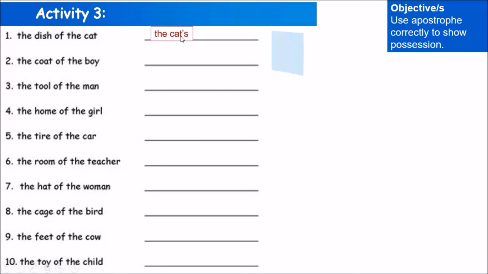since cat does not end in S, we write apostrophe S. The cat's what? What does the cat have? What does it own? It owns a dish. So the cat's dish. Same here in number 2. You start with the owner. The coat of the boy. Who is the owner? The boy. And what does the boy have? Coat. So the boy's coat. So answer 2 to 10 by yourself.